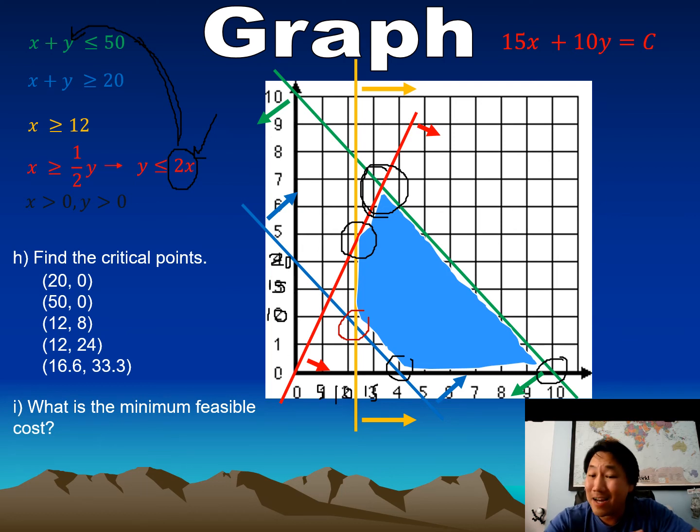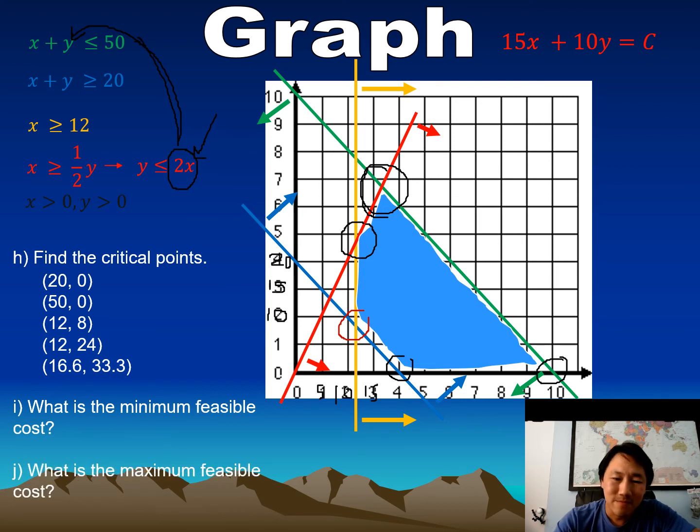Now, the next thing, and now we're not even done yet. The next thing is to find the minimum feasible cost and the maximum feasible cost. The way you do that is you take each point and you plug it into your cost equation. Let's use red instead. Take all of these points and plug it into the cost equation. You can do that pretty quickly on the calculator, so go ahead and try it.